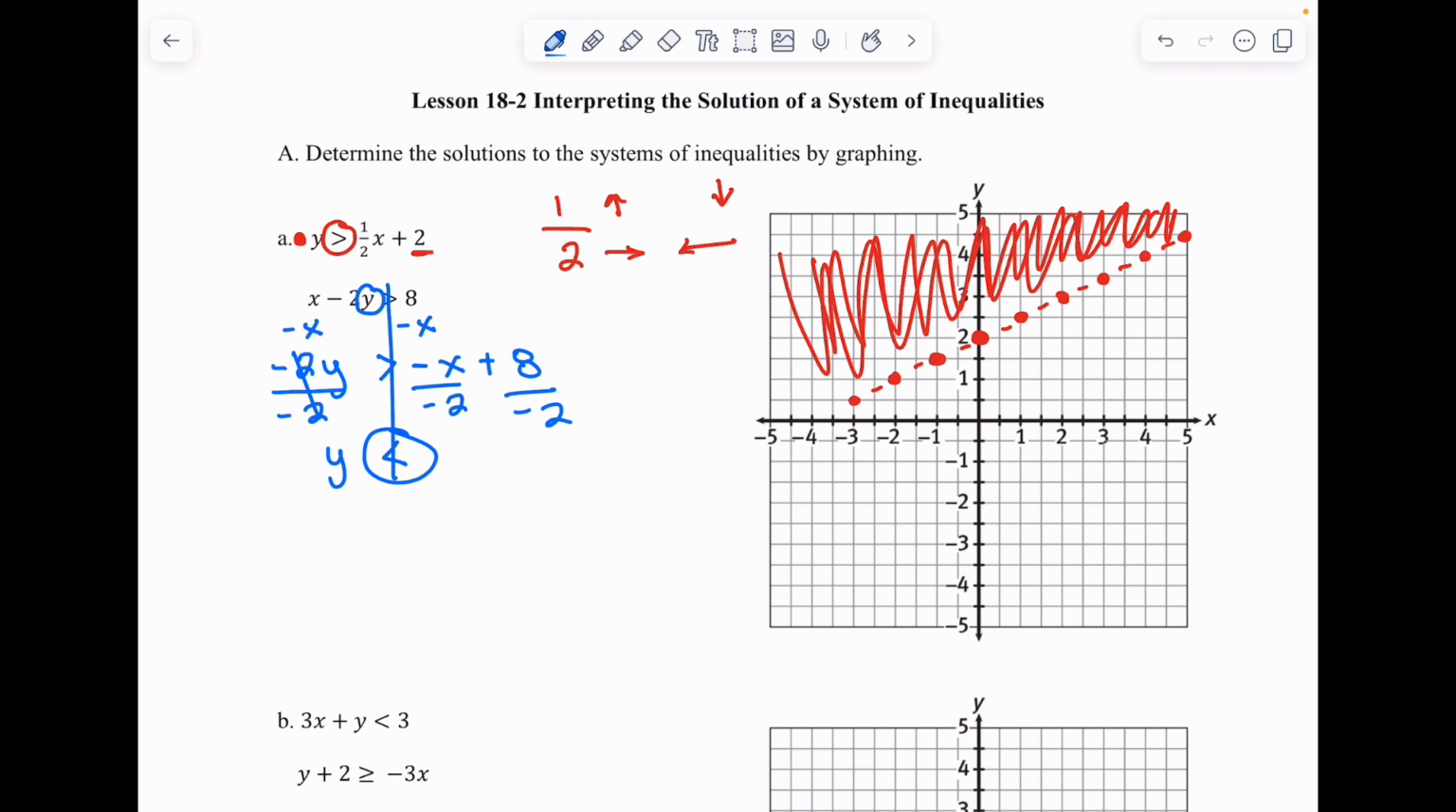Moving forward, when I have two negatives, one on top and one on the bottom, they'll cancel each other out. And I have an imaginary 1 in front of x, so I can treat this as 1 over 2 x. And 8 divided by negative 2 will leave me with negative 4. So negative 4 is my starting point. And my slope tells me that I go up 1 and to the right 2 every time, or I can go down 1 and to the left 2.